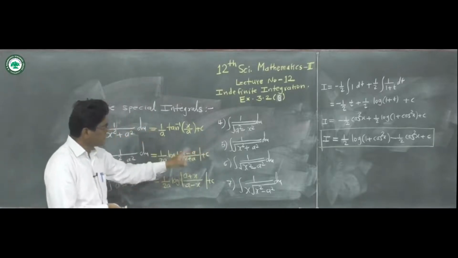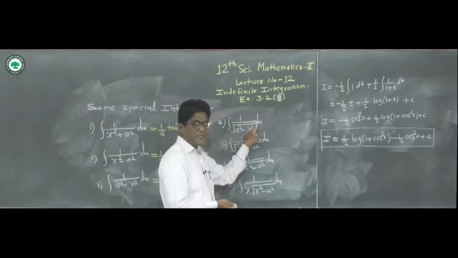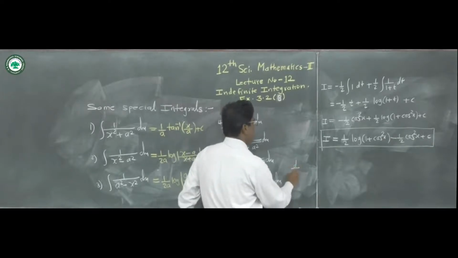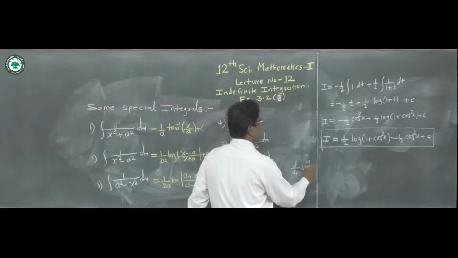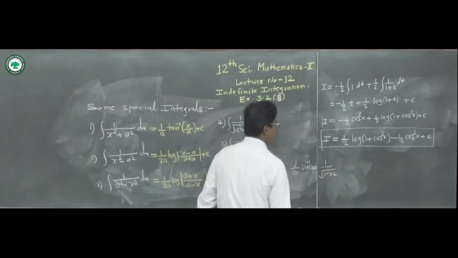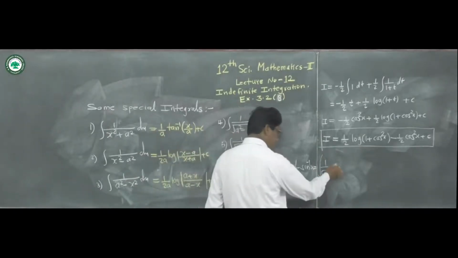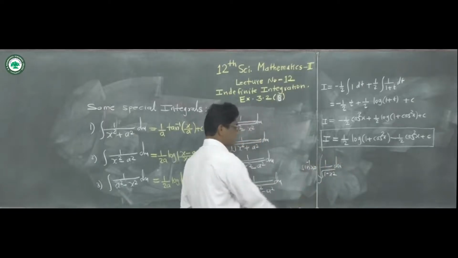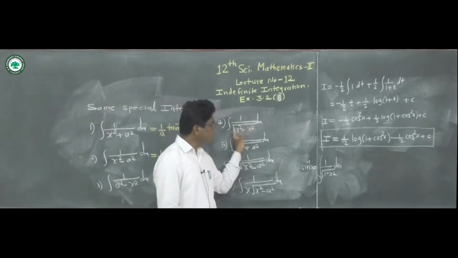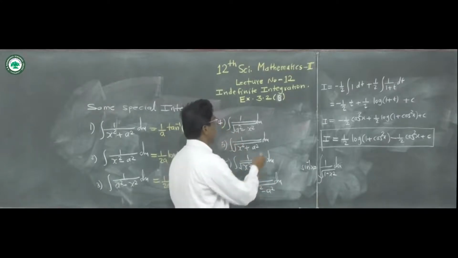Now see the 4th, 5th, 6th formula. So integration of 1 upon root of a square minus x square dx. This is very similar to d by dx of sine inverse of x, which is equal to 1 upon root of 1 minus x square. And so integration of 1 upon root of 1 minus x square dx is equal to sine inverse of x. The same formula here. Instead of 1, here a square.